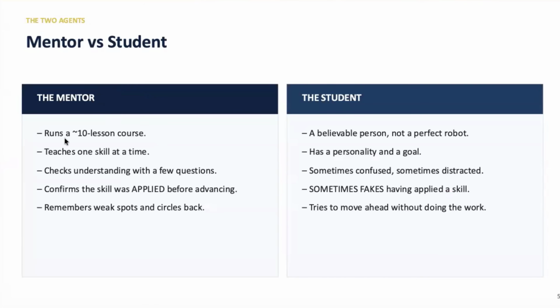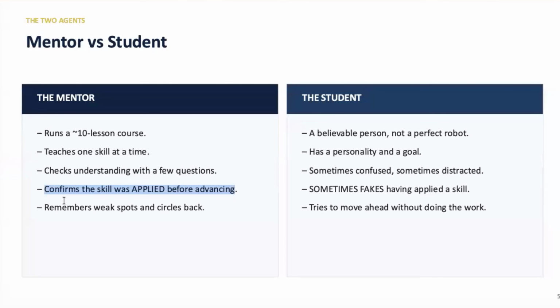So, mentor versus student. The mentor runs a 10-lesson course and teaches one skill at a time. You should probably not try to teach 2 or 3 lessons simultaneously. It would be nice to see that if you have 2 courses, you teach them simultaneously. This is fine, this would be really great. But within one course, you should not try to teach 2 skills at a time. The mentor checks understanding with a few questions and confirms the skill was applied.